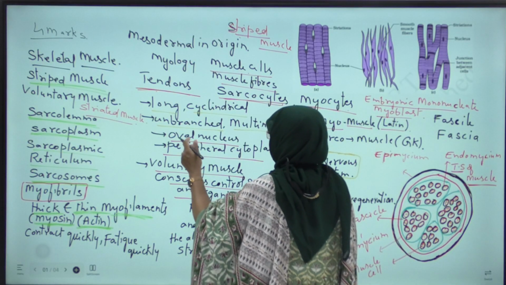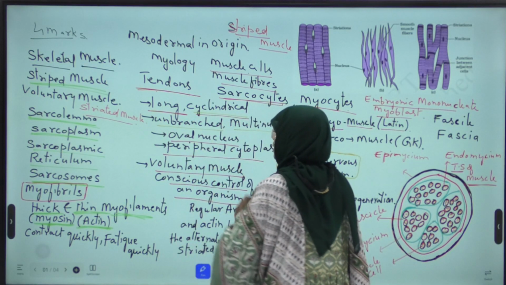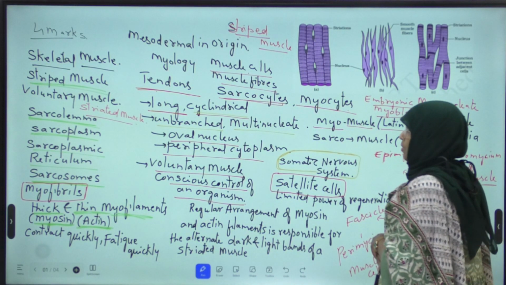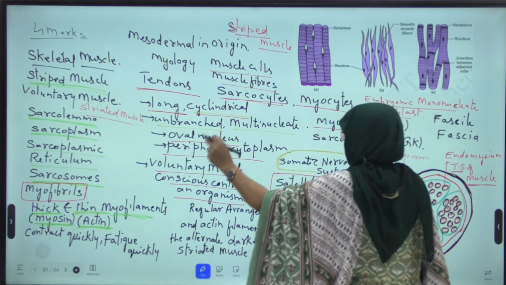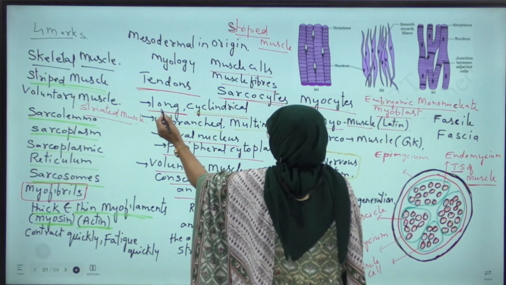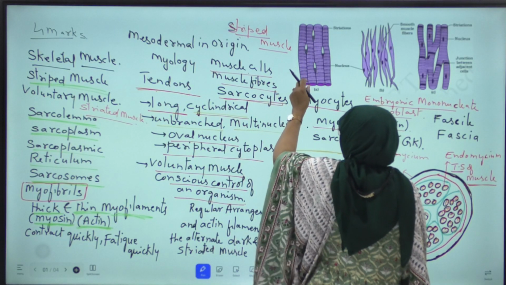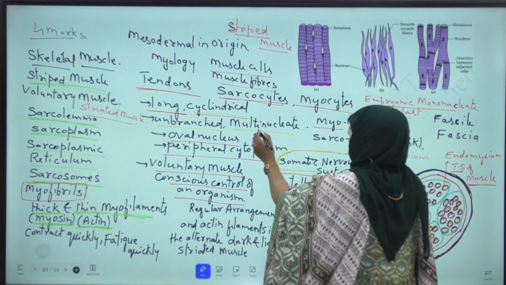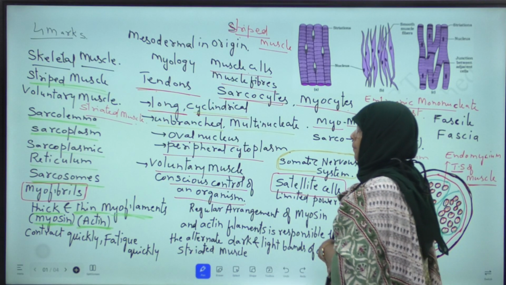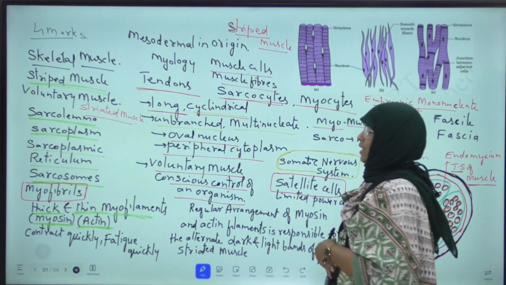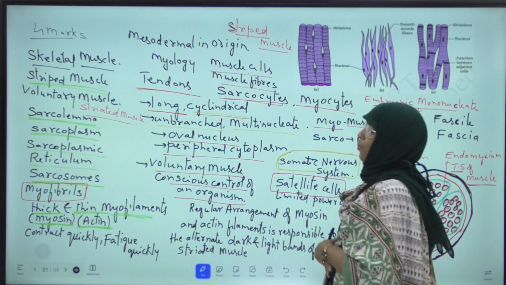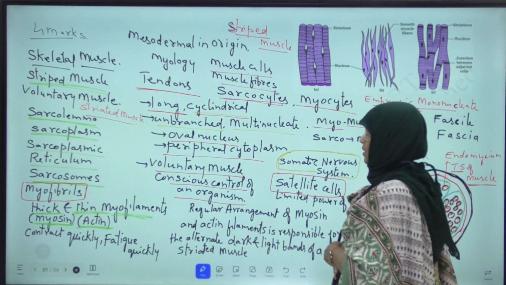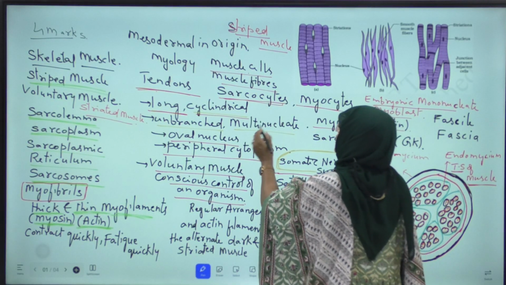The skeletal muscle cells are long and cylindrical. This is the diagram of skeletal muscle, all of you look at the diagram. These cells are long and cylindrical, they are unbranched, and they are multinucleate. Many nuclei are present, peripherally arranged in the cytoplasm of the muscle cell, hence the multinucleate condition.